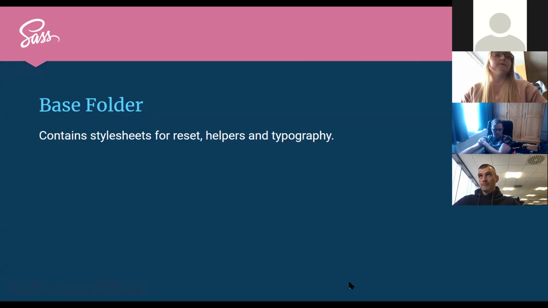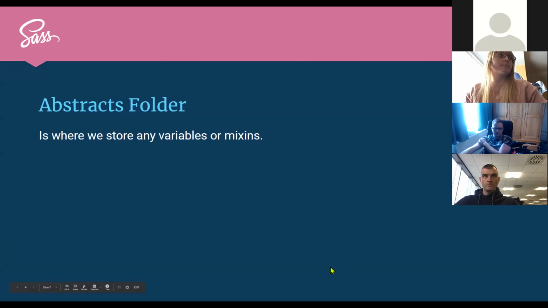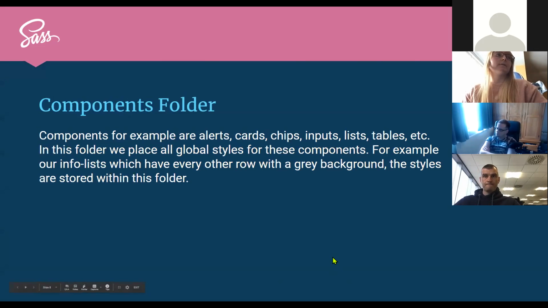Within the base folder, we've got the general styles that are used throughout the app, so you've got your reset, helpers, and typography. Abstracts is where we store any variables and mixins, and I'll go into more details about mixins later. The components folder is, for example, alerts, cards, chips, lists, and tables. They're generally global styles. So the info list that you see where every other row is on a grey background, the styles for that are under components within lists.